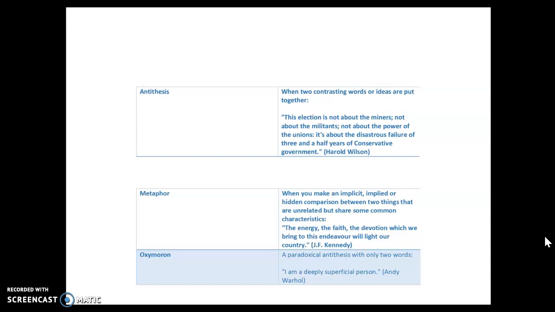Oxymorons are expressions, or in a sentence when you have two words that are very opposite and create a paradox in the contradiction of these two words. I am a deeply superficial person. That's a paradox, because you cannot both be very deep as a person and be superficial at the same time.